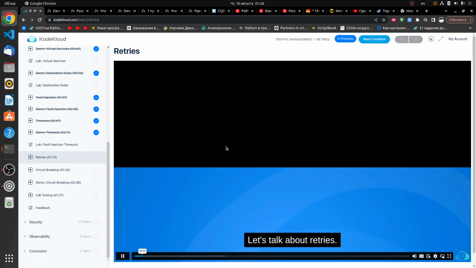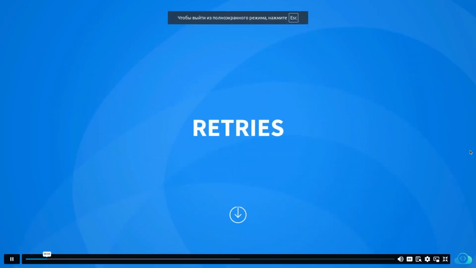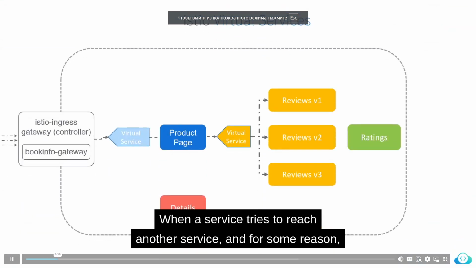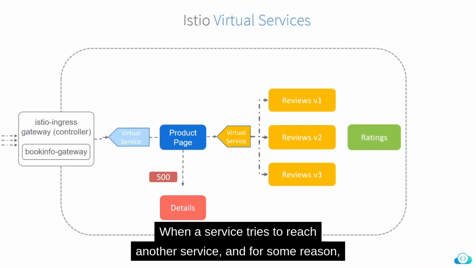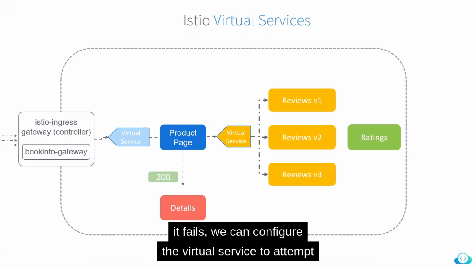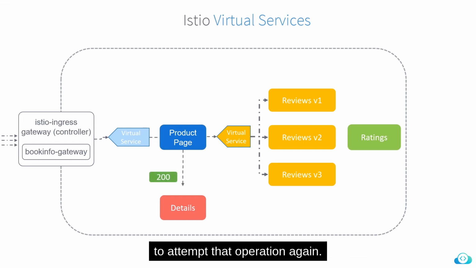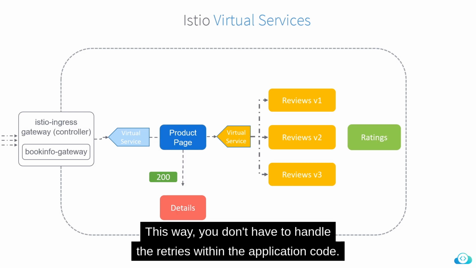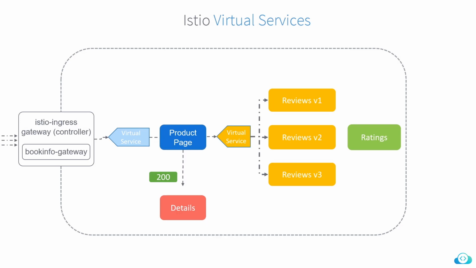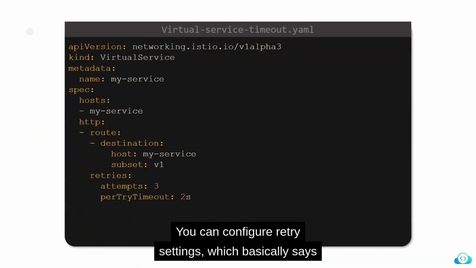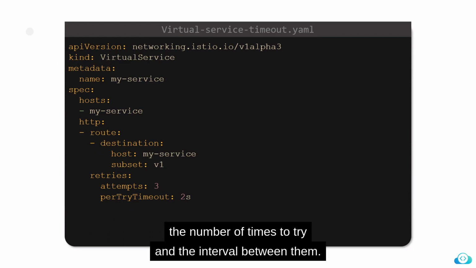Let's talk about retries. When a service tries to reach another service and for some reason it fails, we can configure the virtual service to attempt that operation again. This way, you don't have to handle retries within the application code. You can configure retry settings, which basically says the number of times to try and the interval between them.